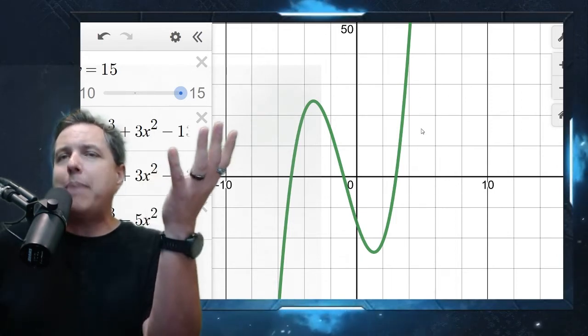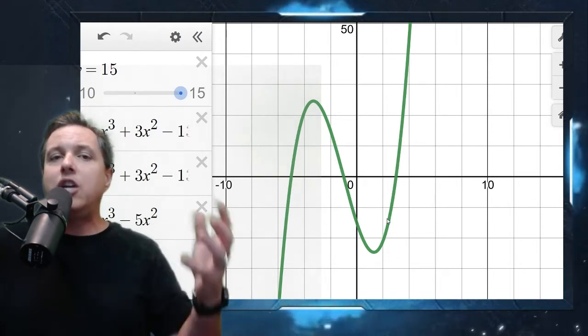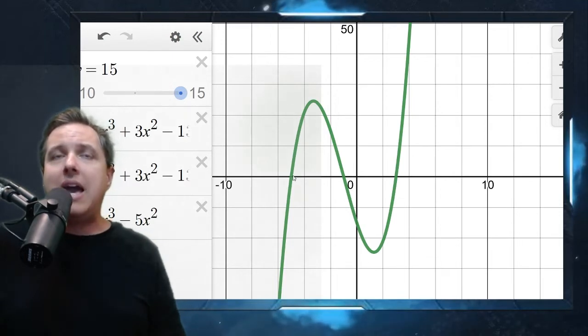Well, where does that happen? It happens right at the x-intercepts, where those changes occur. Right at the x-axis, we go from negative y values to positive y values. Here, positive y values to negative y values. So they're changing, okay? Those happen at an x-intercept.